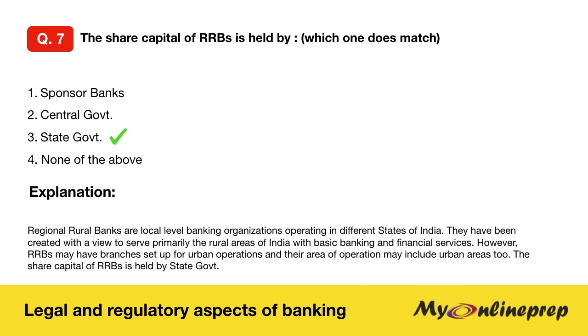क्यों? क्योंकि regional rural banks are local level banking organizations operating in different states of India, and they have been created with a view to serve primarily rural areas of India with basic banking and financial services. लेकिन RRBs may have branches set up for urban operation and their area of operation may include urban areas too. ऐसा नहीं है कि रूरल बैंक है तो सिर्फ गांव में ही ऑपरेट करेंगे, वो शहर में भी कर सकते हैं. और इनका जो शेयर कैपिटल होता है वो स्टेट गवर्नमेंट के पास ही होता है.